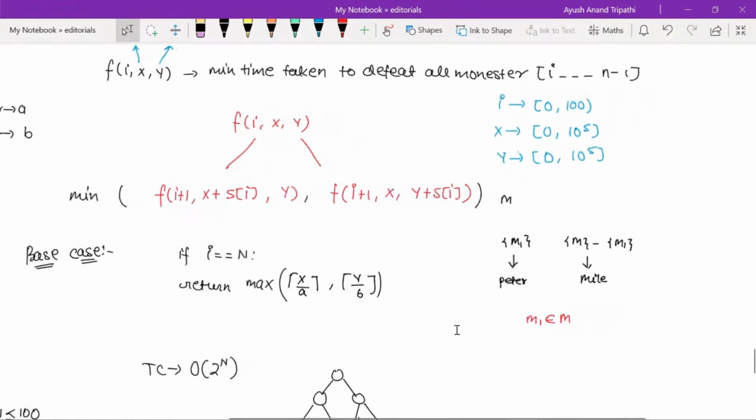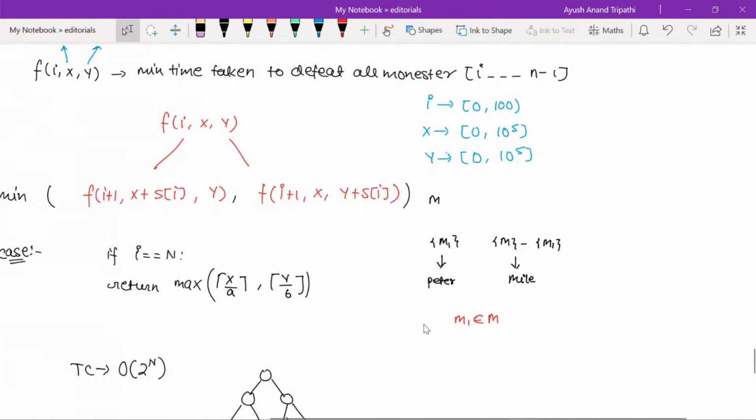Now, even if you memorize it, the time complexity would be the number of different states, which is nothing but 100 multiplied by 10 power 5 multiplied by 10 power 5. So this solution has a time complexity of around 10 power 12, and it will not pass in 1 second, or maybe even in 5 seconds. So this solution will also give you TLE, right?